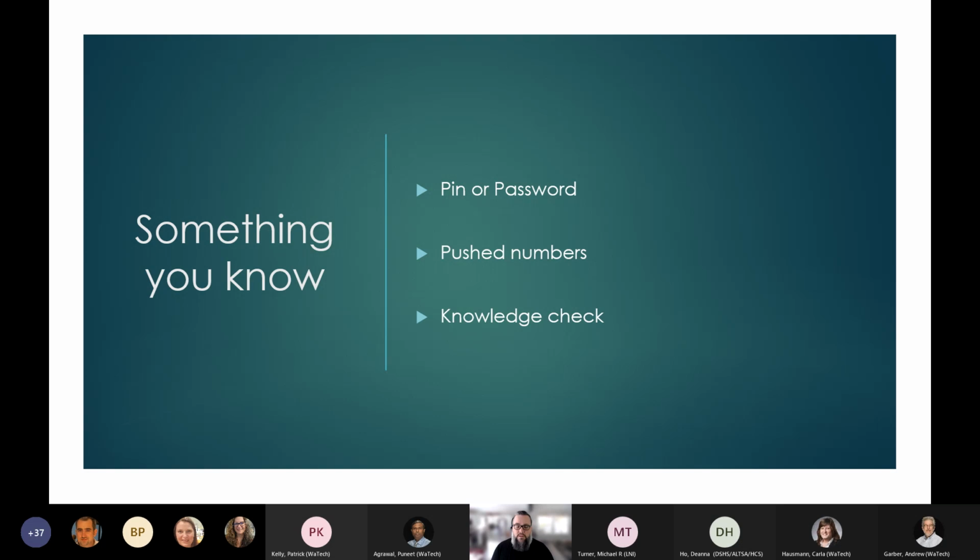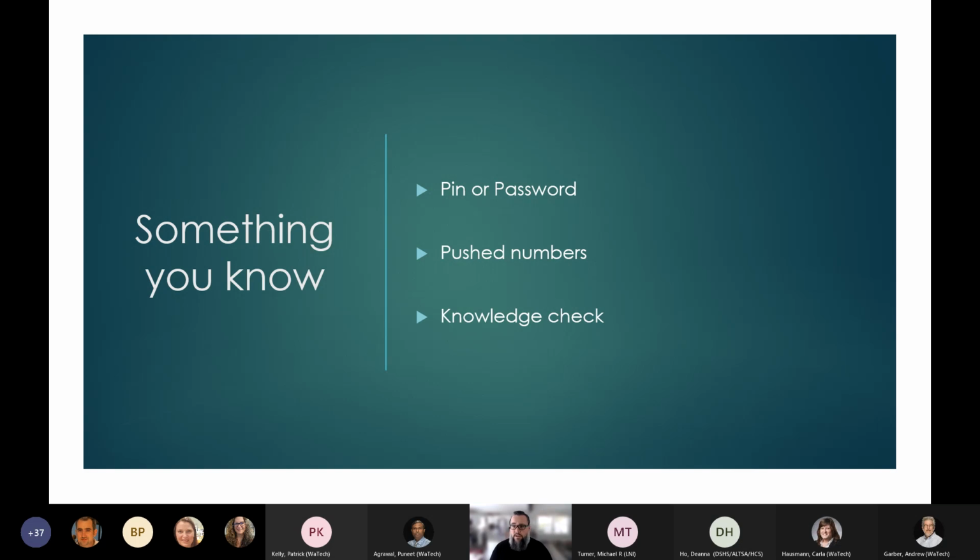Pins or passwords. So this could be anything from your standard username and password combination, or in the case of a pin, it could be used as one of the pieces of a two-factor. There's actually a good example that a lot of people don't realize is MFA, that I'll get to in a minute. Push to numbers is another example, and again, I'll show a better example of what that technology piece is later on.